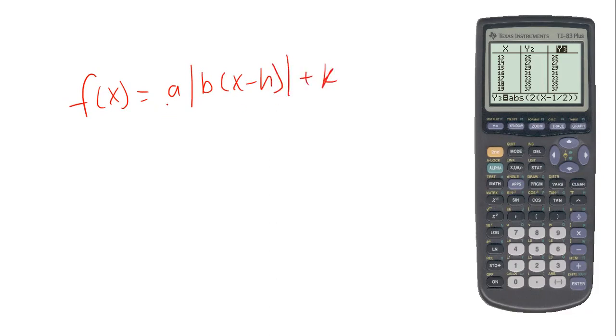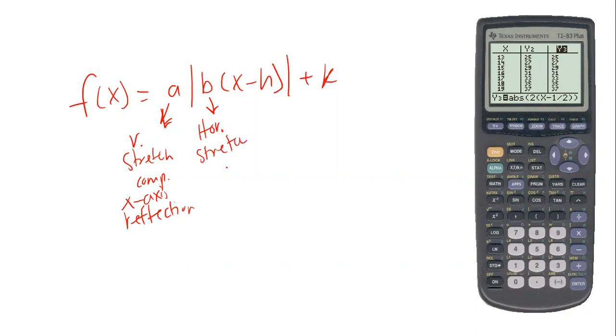So summarizing our function. So we have f(x) equals a absolute value of b(x minus h) plus k. Our a is our vertical stretch, compression, and x-axis reflection. This is knowledge you should have coming into the class. Okay. Our b is our horizontal stretch and compression.